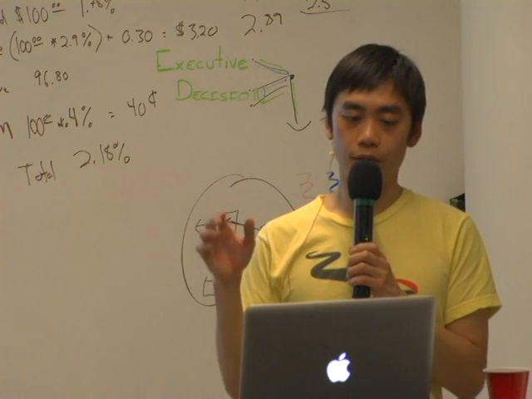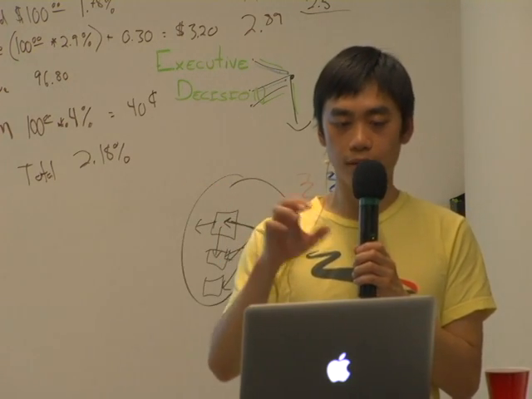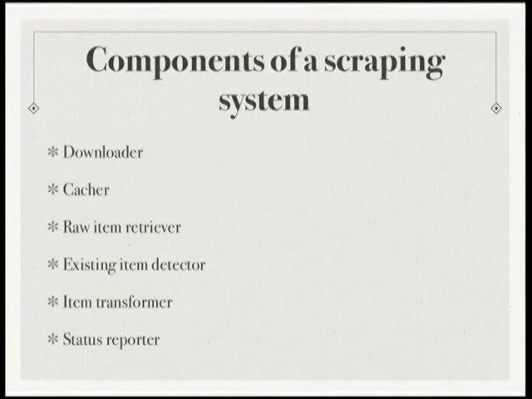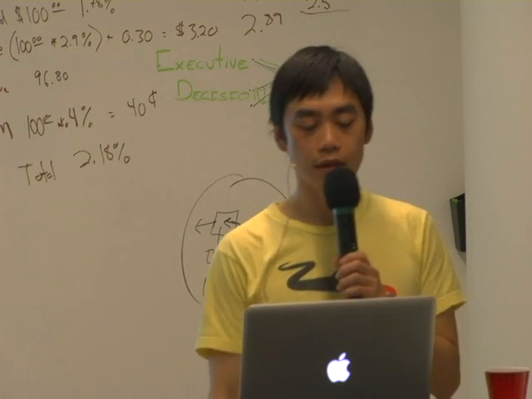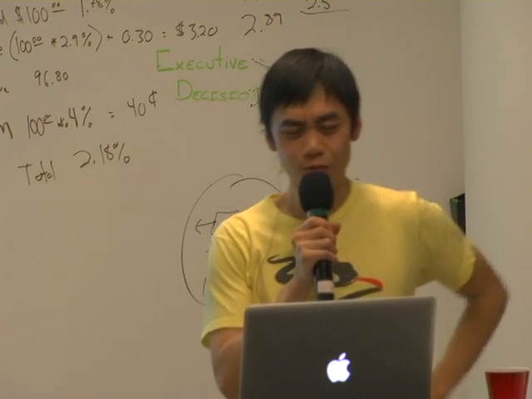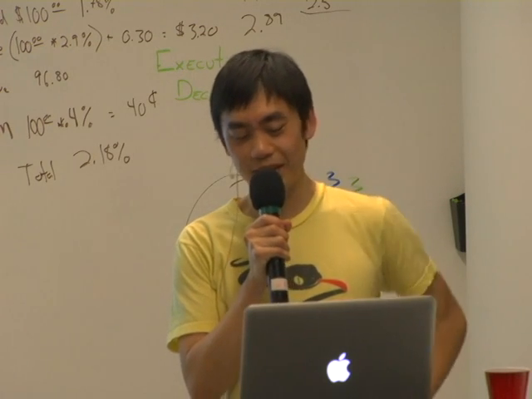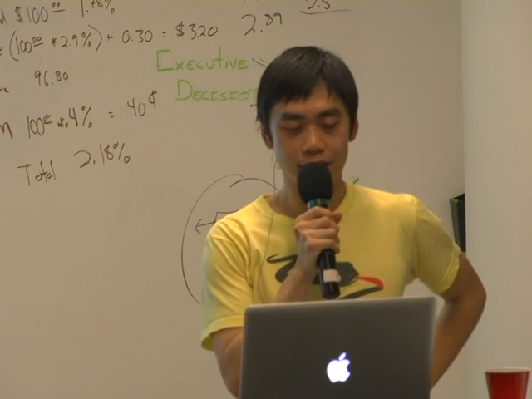So the item transformer obviously turns that raw item into a format that can be consumed by your system or inserted into your database. And then what I call the status reporter. All of these names are terrible. I just made them up.